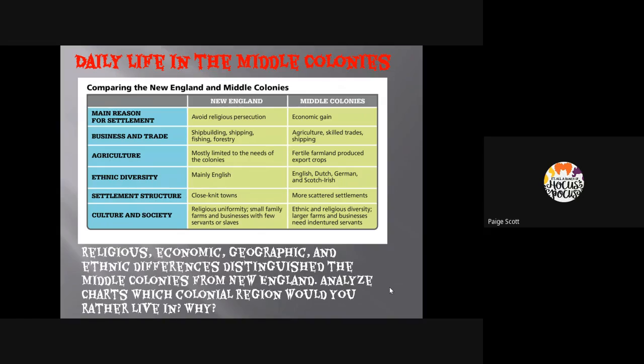Culture and society in New England: religious uniformity was small, family farms and businesses with few servants or slaves, while the Middle Colonies had ethnic and religious diversity with larger farms and businesses that needed indentured servants.